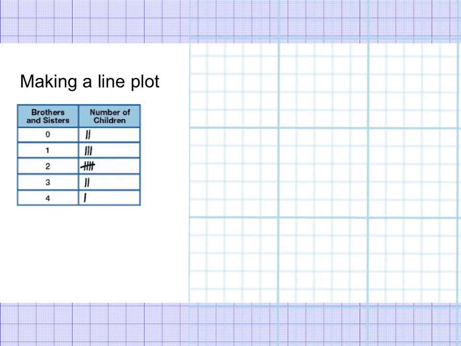So now let's do an example of making a line plot. So here we have a situation where we've counted up the number of brothers and sisters that a certain group of kids have. So for our scale, we're going to be looking at these numbers. And it looks pretty simple just to count by 1, starting at 0 and ending at 4.